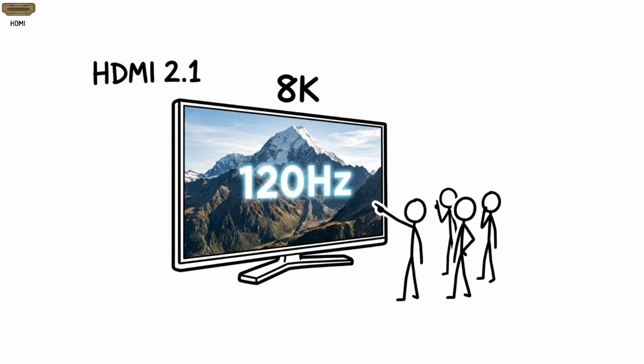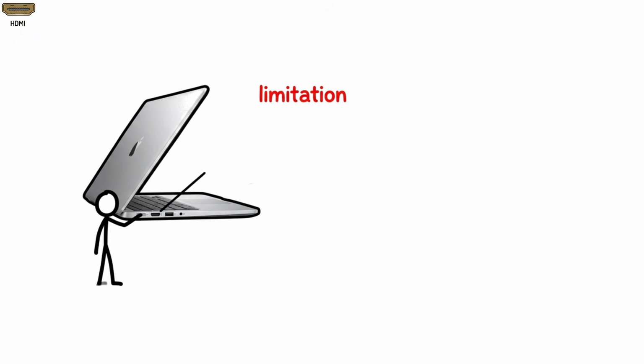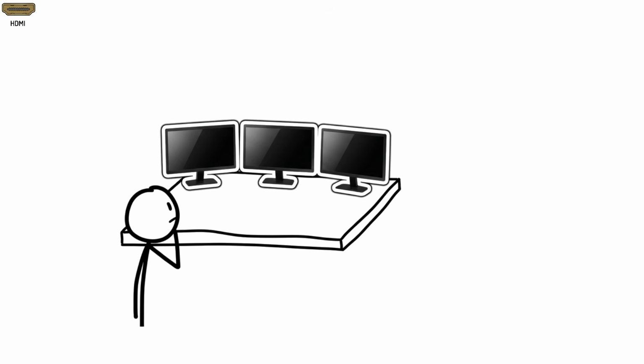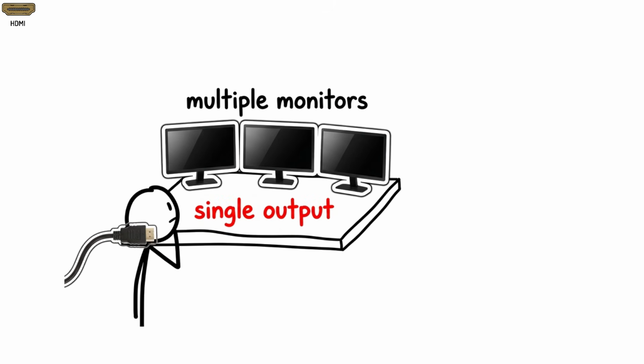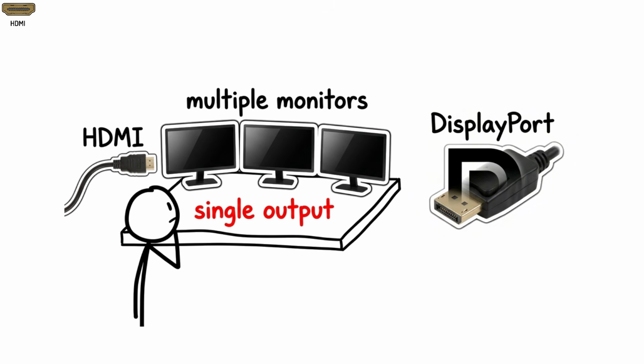It handles 8K at 60 Hz or 4K at 120 Hz. That's the version gamers want, especially for the PS5 or Xbox Series X. But here's a limitation. HDMI is designed for one port to one screen. If you need to connect multiple monitors from a single output, HDMI can't do that on its own. That's where DisplayPort comes in.